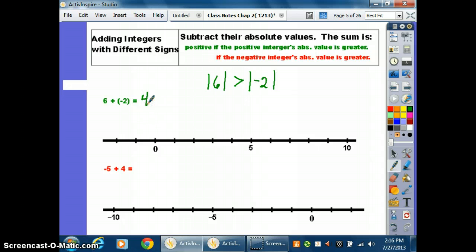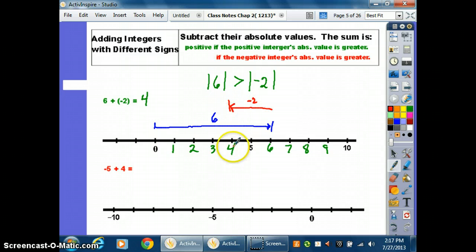Let's show that on the number line. It makes a little more sense. If we start at the 0, oh dear, I need to put the numbers in again. Okay, if I start at the 0 and go up 6 units, and then I go back, or subtract, 2 units, you can see that takes me to positive 4. So the answer is 4.